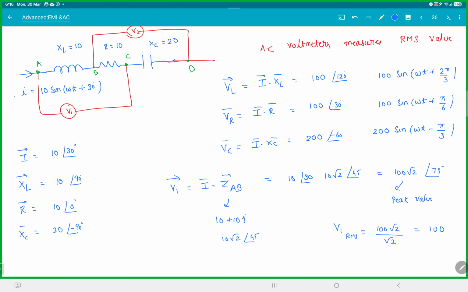So that's VR square plus VL square, 100 square plus 100 square. That would be 100 root 2 RMS. Okay, fine.